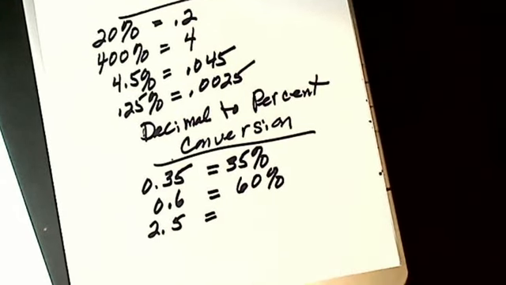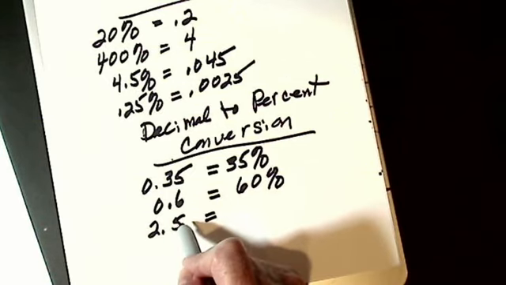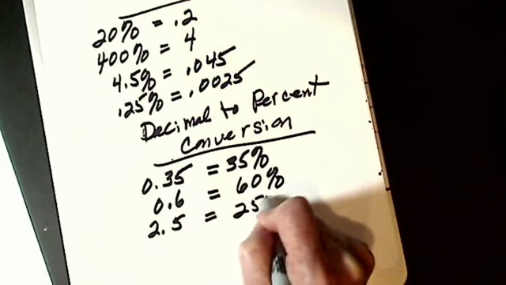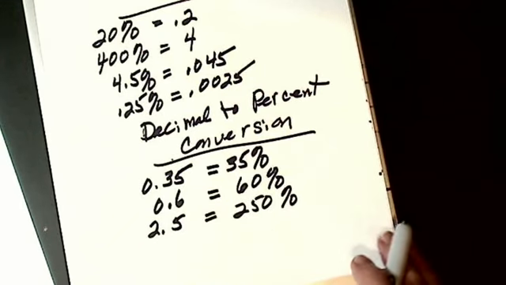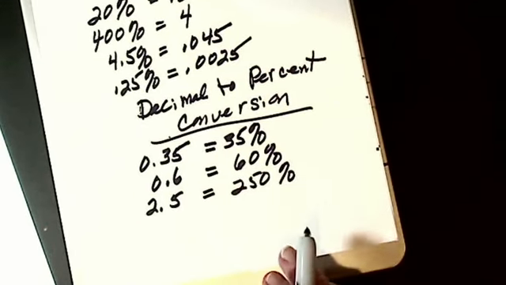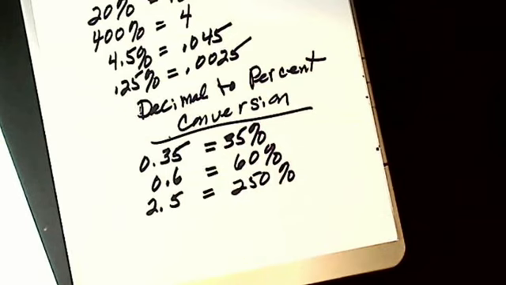Let's say I have 2.5. And I have to change that to a percent. Well, percent means divide by 100. I don't see a percent sign, so there's no way I divide. I got to multiply. So I go 1, 2. So I get 250%. We can definitely have over 100%, especially if we want to mark something up.